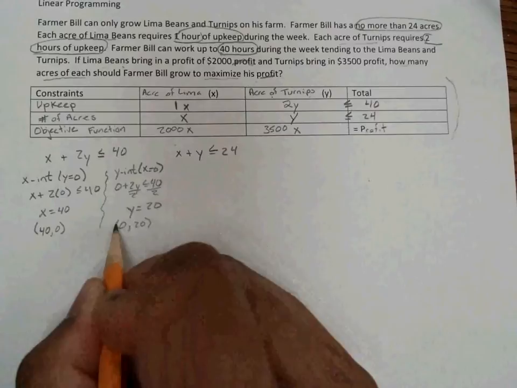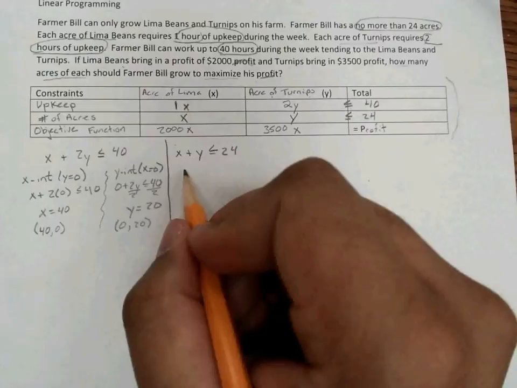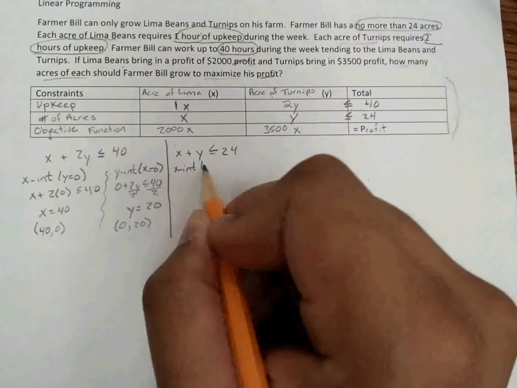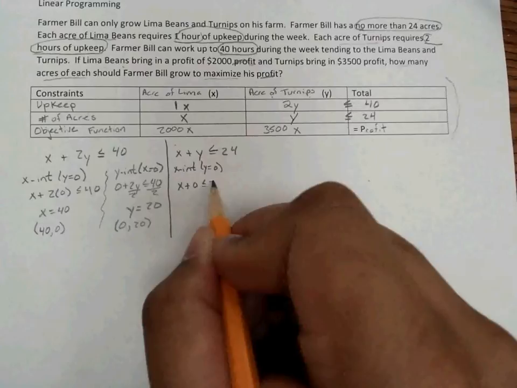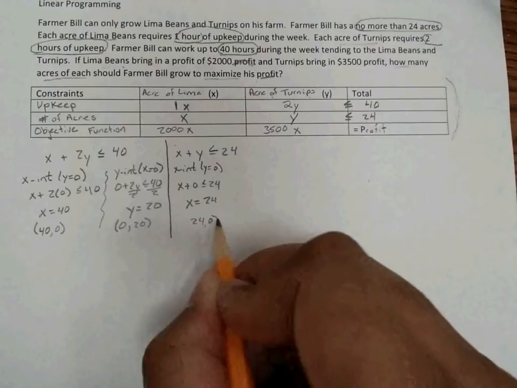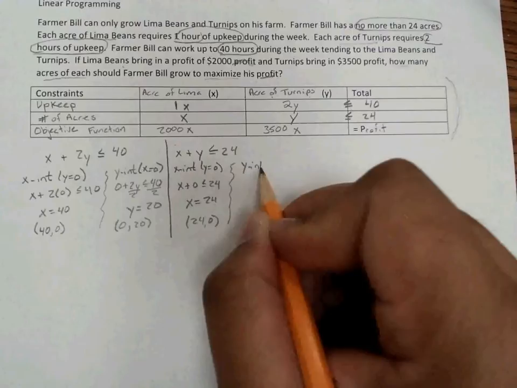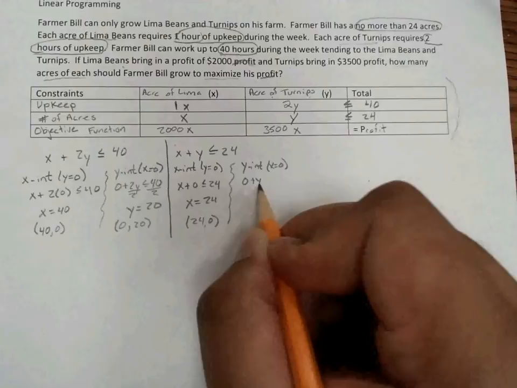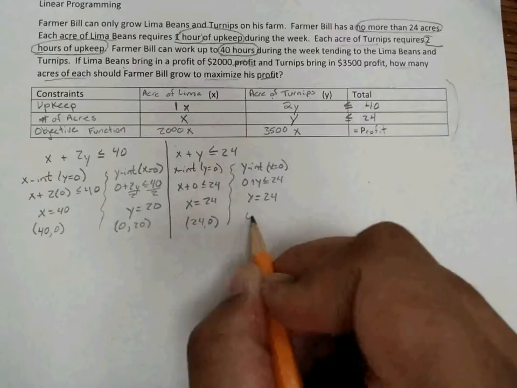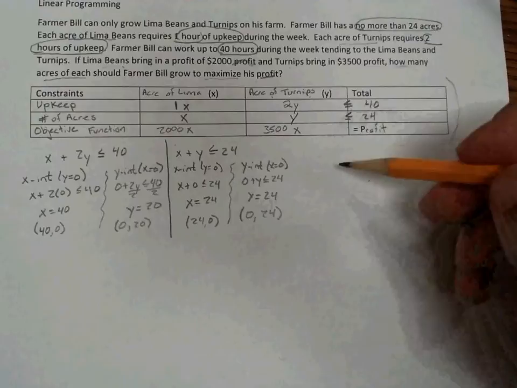And then we do the same thing for this inequality. So again, we're going to find the x-intercept. y is equal to 0, so we plug in 0. So x plus 0 is less than or equal to 24. So we know x is going to be equal to 24. So we have 24, 0. And this goes back to what we did in foundation, so you should be pretty good at this. Then we have the y-intercept. We know x is always equal to 0, so we plug in 0 for x. Less than or equal to 24, so we know y is going to be equal to 24. So we have 0, 24. Cool. So I'm just going to draw a rough sketch so we have an idea of what's going on.